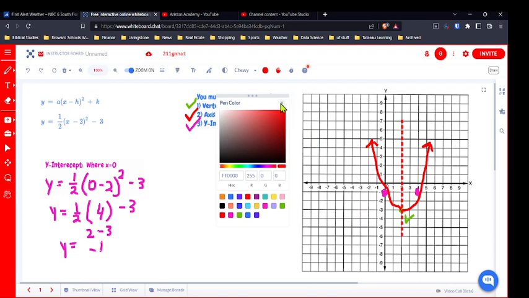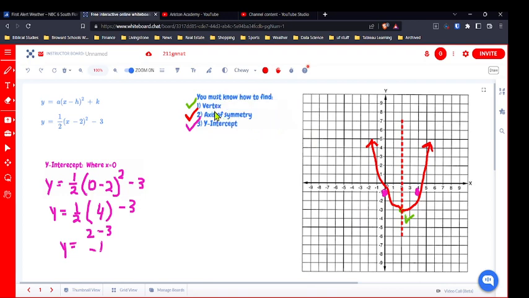You learned today how to find the vertex, how to find the axis of symmetry, and the Y-intercept. All right? Any questions? We can cover those during class time. There are a couple of other things that I want to point out, but this is meant to be our first introduction to the subject, and I'll see you guys in the classroom. Talk to you later.